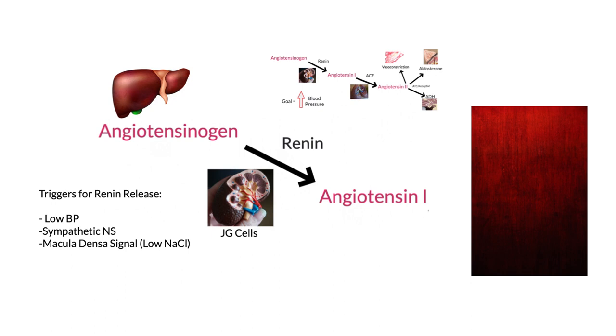The final important trigger for renin release is when the macula densa cells of our distal convoluted tubule recognize that there's low salt in our filtrate. So this either means there's going to be low blood flow to the kidney or there's just less sodium in the blood. In either case, this indicates that there's low blood pressure, and this is going to signal to the JG cells to release renin.